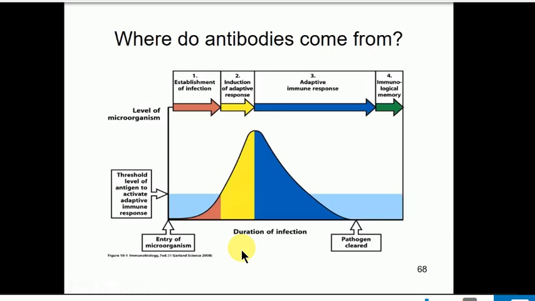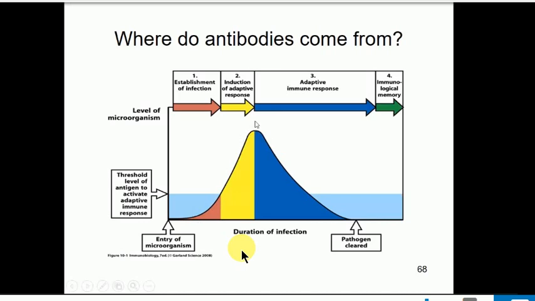The amount of a particular antigen or set of antigens expressed by that invading organism gets to a point where it turns on the adaptive immune system. And then very quickly you'll get the induction of the adaptive response. And this may be over the space of a few days.